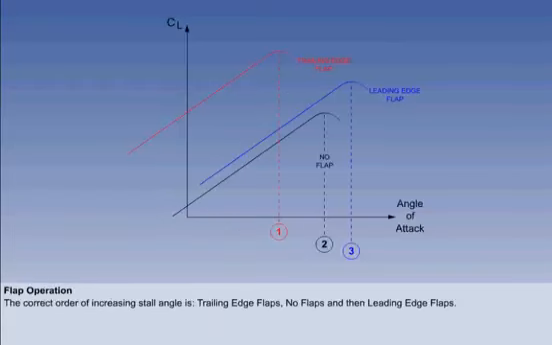This illustration shows the order of increasing stall angle for flaps. The configuration that gives the lowest stall angle is trailing edge flaps. The next higher stall angle is no flaps, and the highest stall angle is leading edge flaps. This is not an operational consideration, but the examiners might ask you.